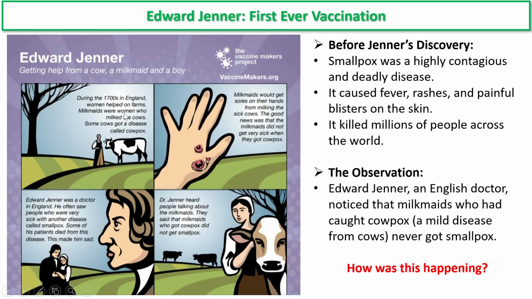So, in England, there were women who were milking cows, and these cows were infected with cowpox. Cowpox is a disease that infects cows. And when these women took the milk of these cows, their hands were also getting infected with cowpox. But cowpox was not a severe disease. There was also another disease, smallpox. Edward Jenner was a doctor there. He often saw people who were very sick with smallpox. Smallpox was a very dangerous, deadly and contagious disease. Edward Jenner noticed one thing: the milkmaids who got cowpox did not get smallpox. So he observed that the milkmaids who had got cowpox, a mild disease from cows, never got smallpox. So why was this happening?